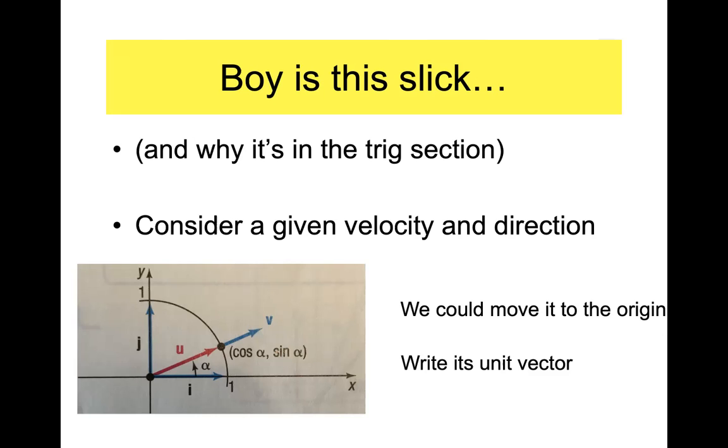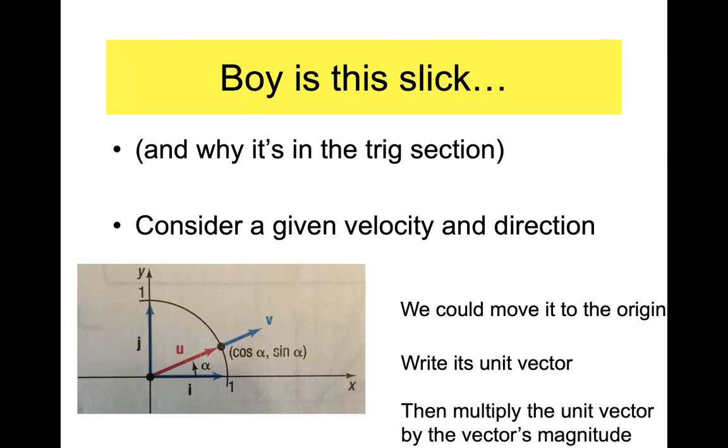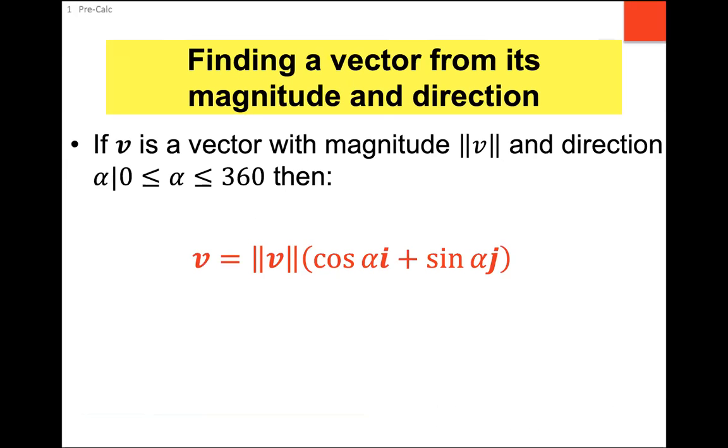Remember, I'm going to give you the direction. We take the cosine of that angle. We take the sine of that angle. That gives me my x and y, or my i and my j in vector speak. And we're done. All right, so let's write this down first.